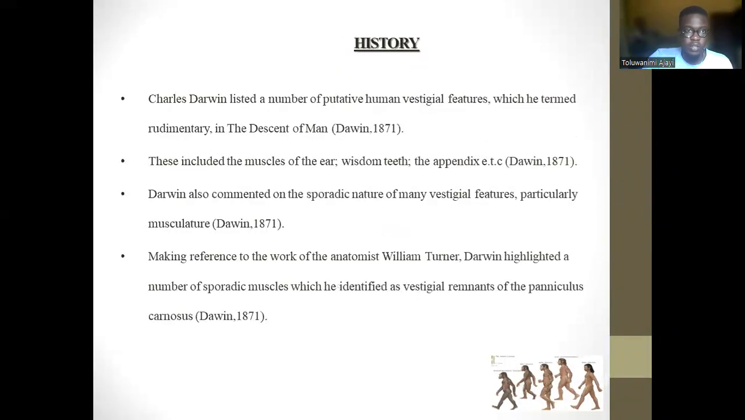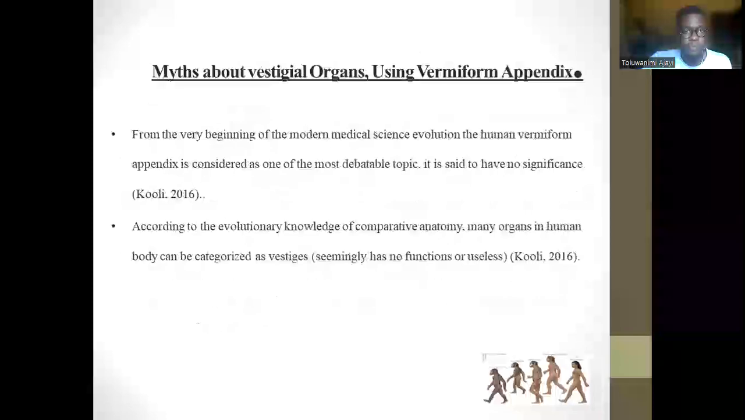Now, just for your further reading, you can check up names like Charles Darwin, William Turner, on the concept of vestigiality. You can check up the book Descent of Man by Charles Darwin, written in 1871. He did a good job in explaining what vestigial structures are.